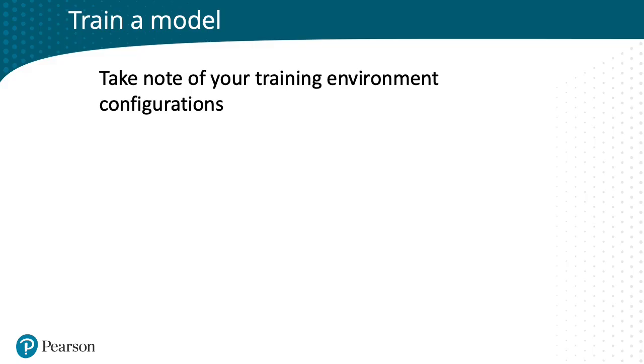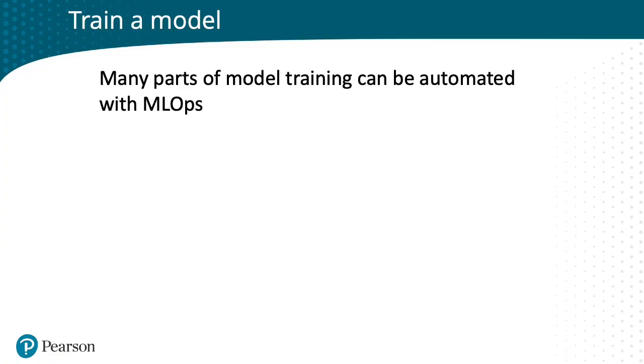Also, make sure you take note of your training environment configs, because sometimes the environment that you're training in is completely different from your production environment, and you'll have to take that into account for different resources you have available. So maybe in your training environment you only have CPUs, but in production you have GPUs. This will make a huge difference on your model performance. And the best part, again, with MLOps, a lot of your model training can be automated. And as we get into more detail in this course, you'll see how we use these tools to help us automate our model training process.